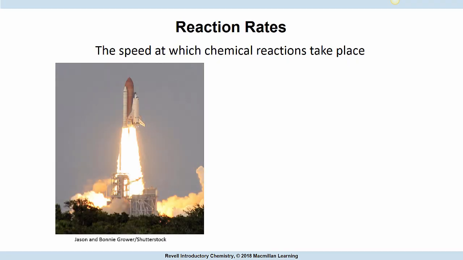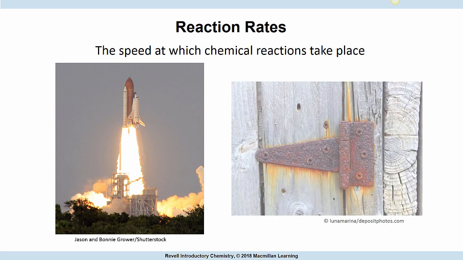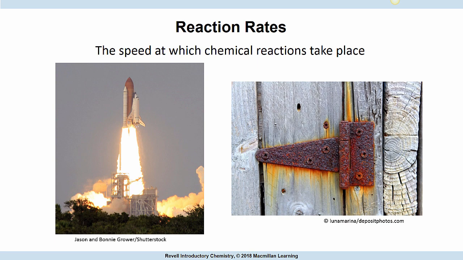Some reactions, like the explosion of rocket fuel, happen very quickly. Other reactions, like the gradual rusting of iron, happen much more slowly. The speed at which a chemical reaction takes place is called the reaction rate. To understand why reactions take place at different rates, let's take a careful look at how reactions occur.